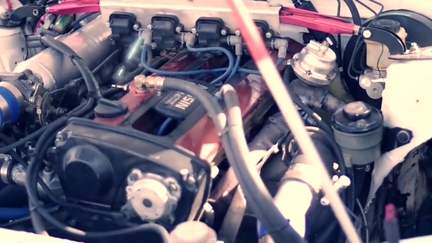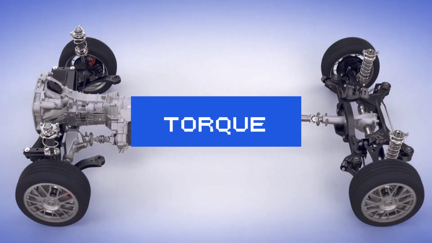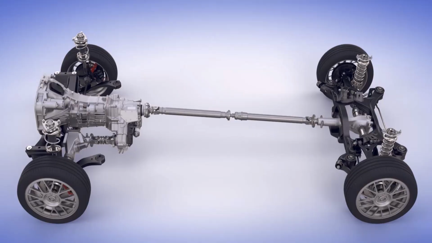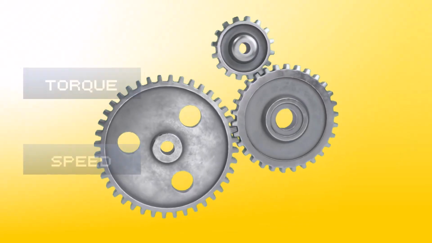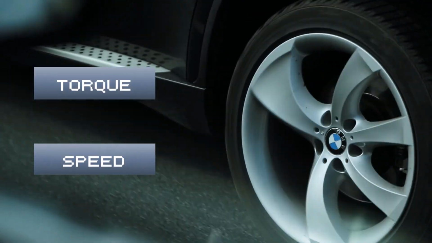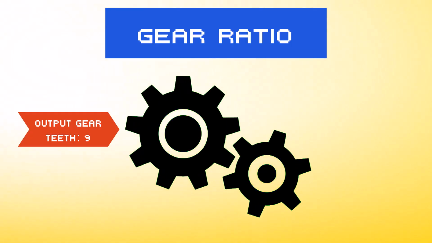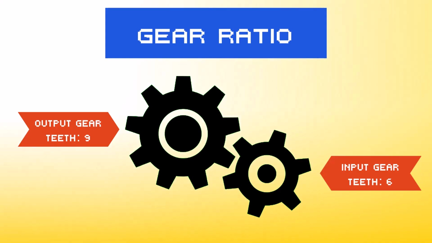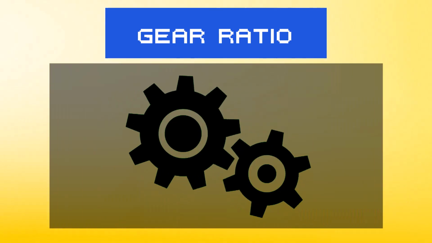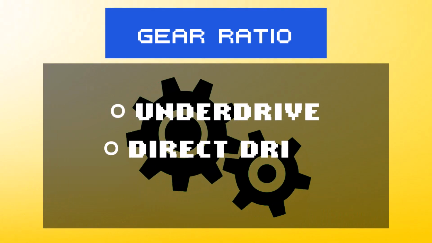The engine produces rotational force, known as torque, which the drivetrain modifies through interlocking gears. These gears adjust the balance of torque and speed delivered to the wheels based on the gear ratios, defined by the number of teeth on the output gear compared to the input gear. Gear ratios are typically classified as either underdrive, direct drive, or overdrive.